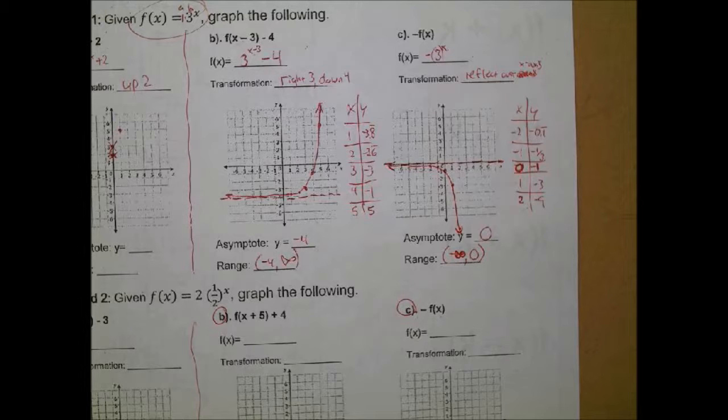Exactly right. But how would you put your original here? The 2 is on the outside. The 1/2 is the base of x. So make it 2 times 1/2 to the x plus 5. You just put in that and left the 4 off.